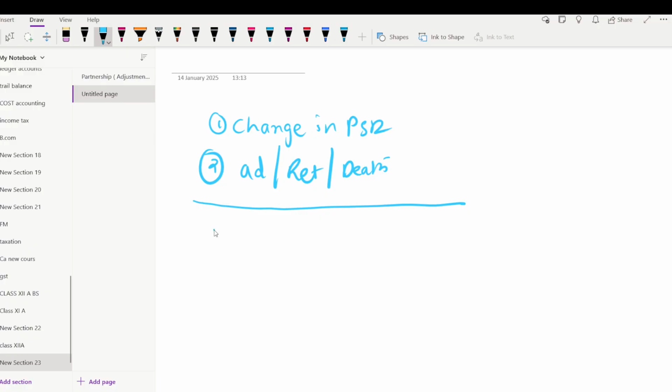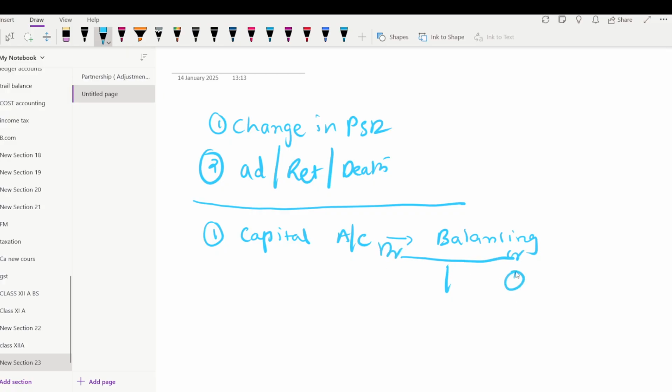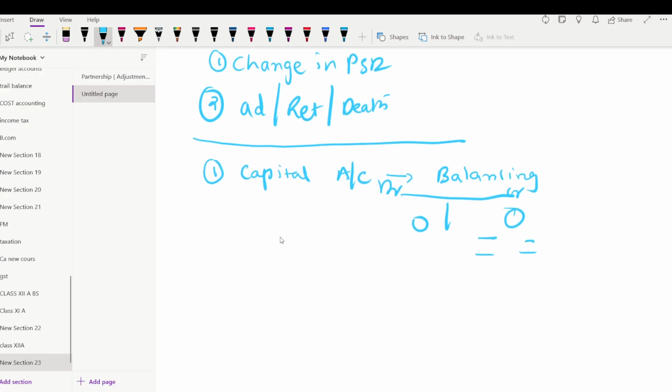The first step is you need to calculate capital account. You need to do the capital account as usual. Then you have to take the balancing figure, but you should not write it. How do you get the balancing figure? Credit minus debit. You will get the balancing figure of the capital accounts.